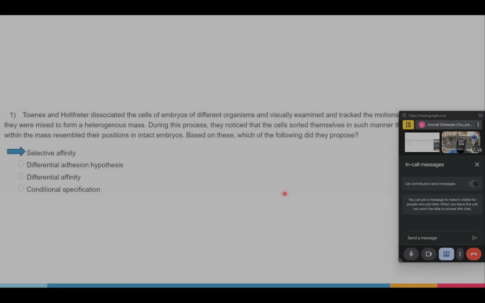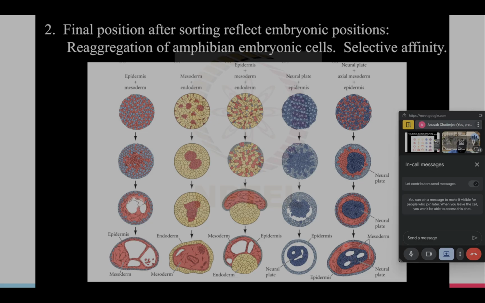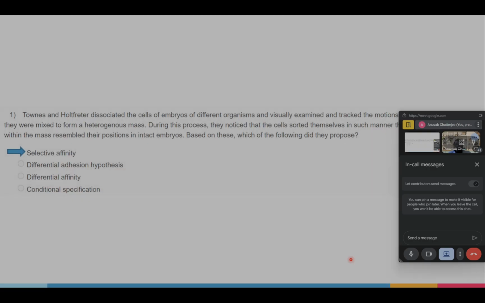We will look into why these cells sort themselves like they are present in an actual embryo in further experiments. So Townsend and Holtfreter's experiment found selective affinity between the cells.